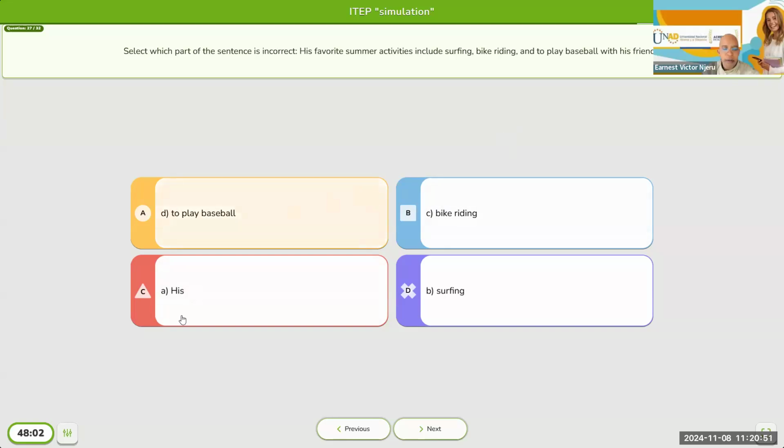Which one? To play. A, baseball. Favorite summer activities include to play baseball. Okay, so to play baseball. Yes. Okay, let's go.